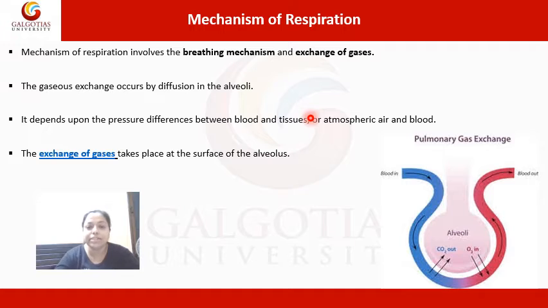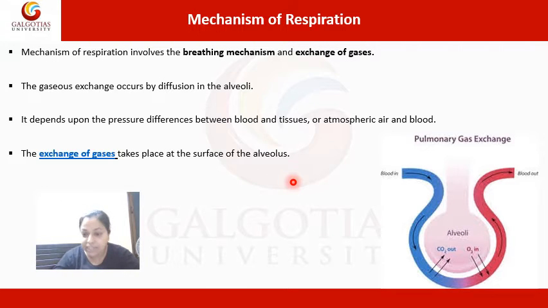And what does it depend upon? It depends upon the pressure difference between the blood and tissues, and the atmospheric air and the blood. The exchange of gases takes place at the surface of the alveolus. Now, the alveolus has a wall, and the wall is porous. It is made up of small holes or capillaries through which gases like oxygen and carbon dioxide can diffuse, or be efficiently exchanged between the two.